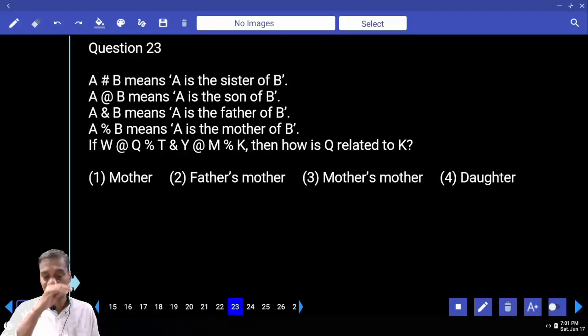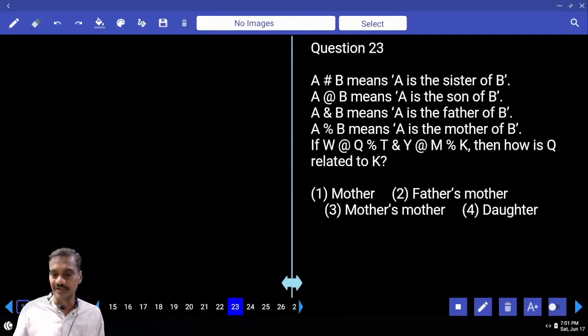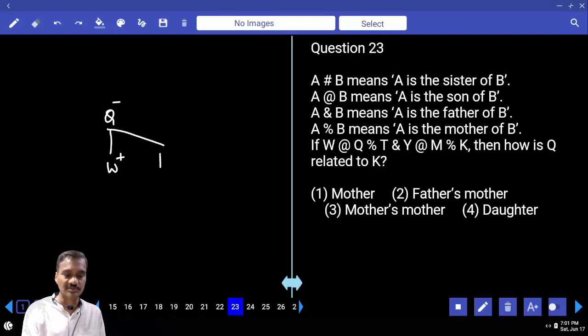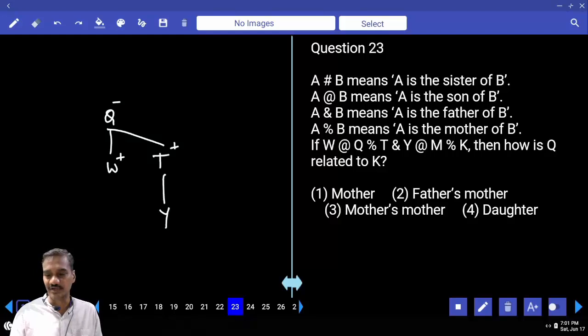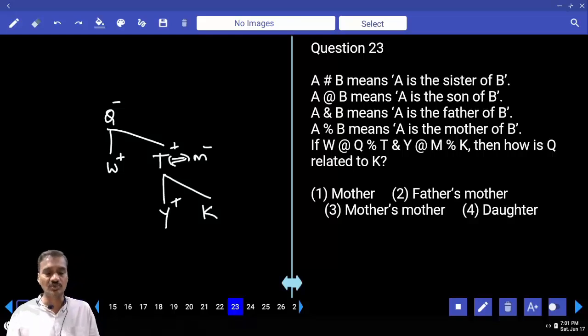Then question 23. A is the sister of B. W is the son of Q. Q is the mother of T. T is the father of Y. Y is the son of M. T and M are a married couple. M is the mother of K. Then how is Q related to K?